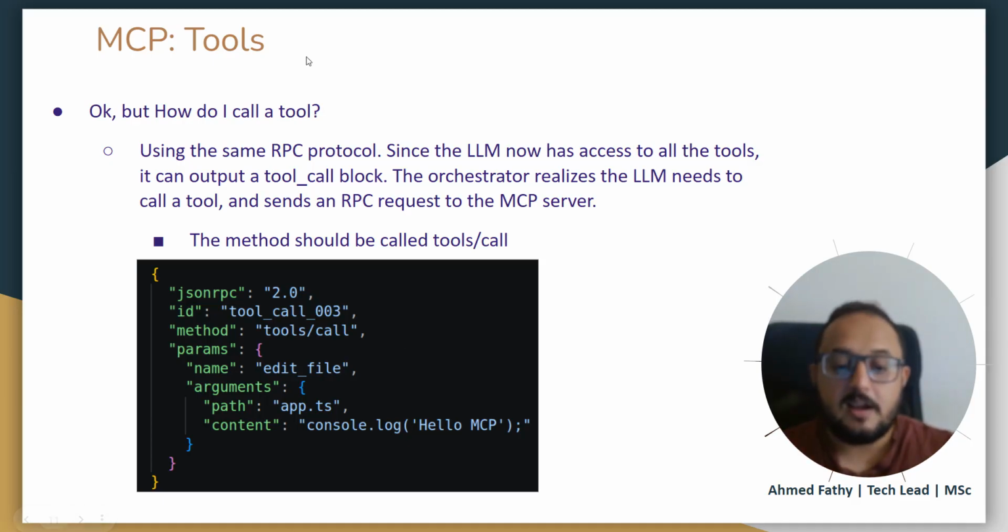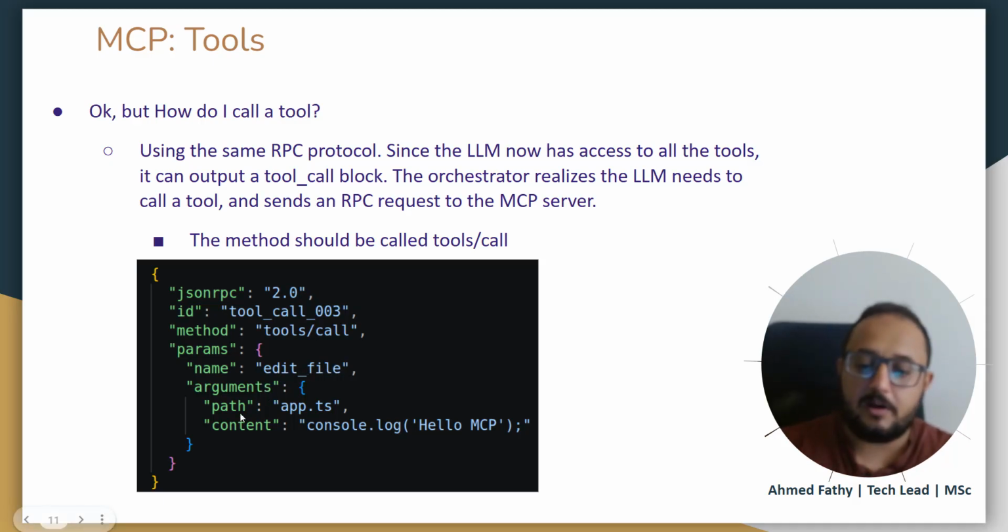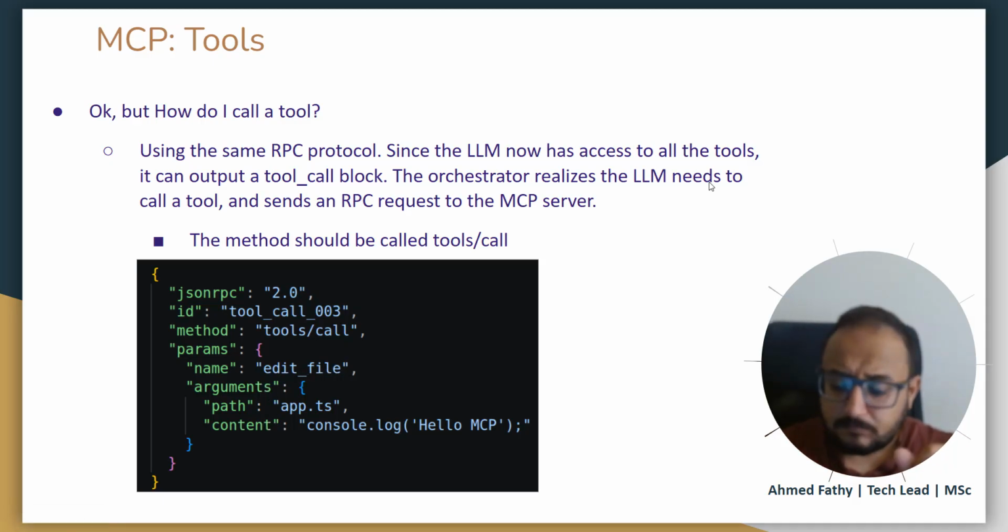So something like this. Note that the method here is called tools/call. Previously it was called tools/list, right? So here, tools/call, and then you send in the actual tool that you would like to call and the arguments of this edit file tool, like a path and content, right?